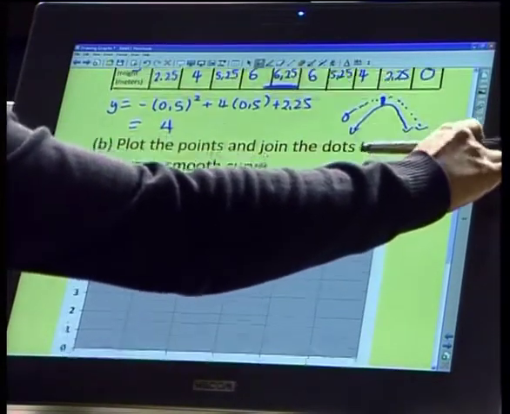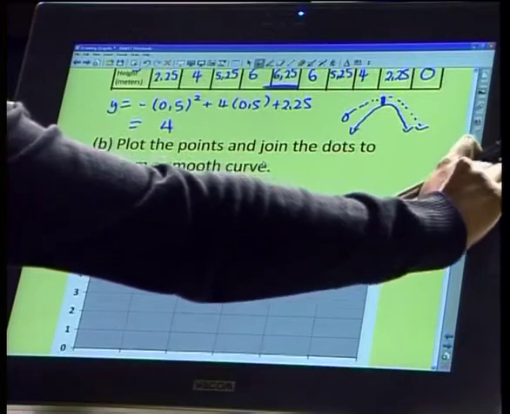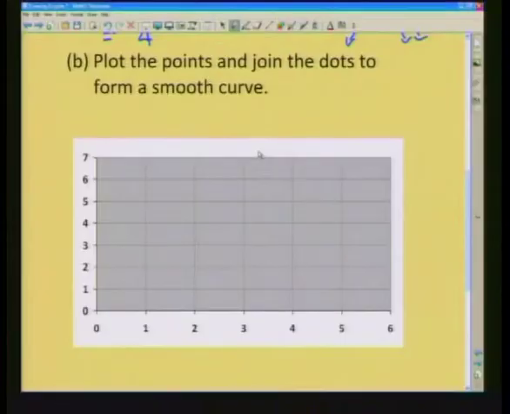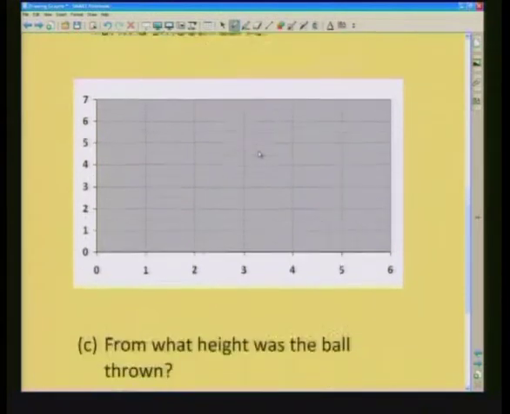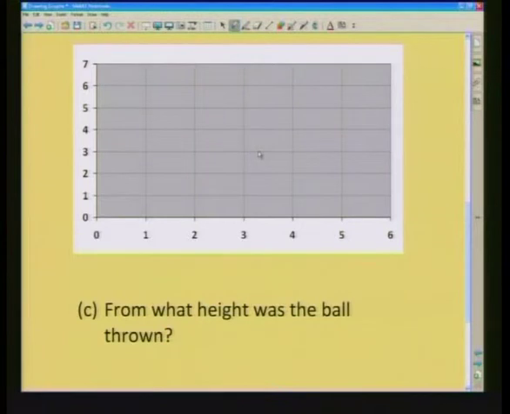So far, they just say, well, complete the table and plot the points and join the dots to form a smooth curve. Okay, remember, whenever we've got to plot points or draw a graph, easy marks: label your axes. So on my x-axis, my time is the independent variable, so time, and this is in seconds, that I plot on the x-axis. And then on the y-axis, we have height, and this is in fact in meters.